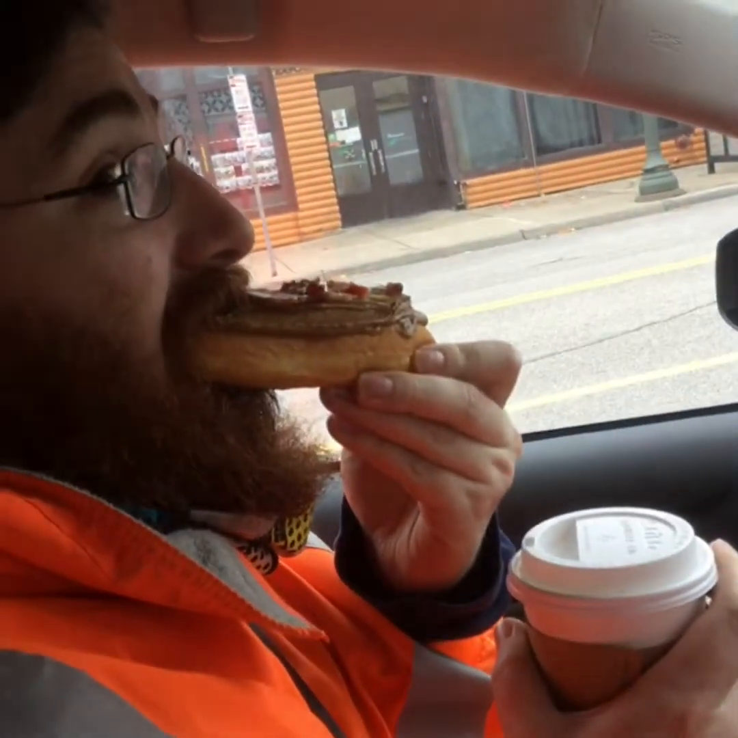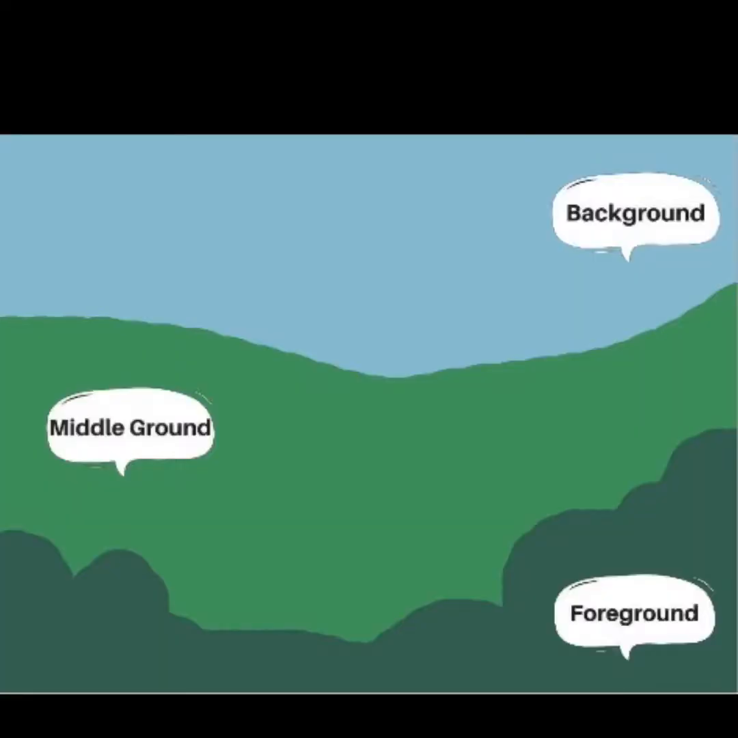Better? So today we're going to talk about 3 different parts of a landscape. Donuts, coffee, and trees. No, it's background, midground or middle ground, and foreground. But those are good backups.